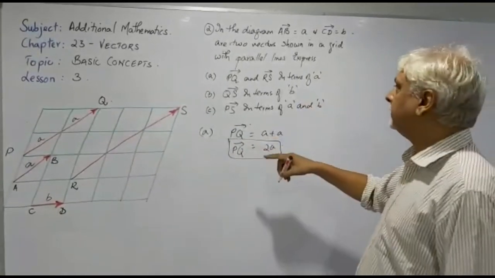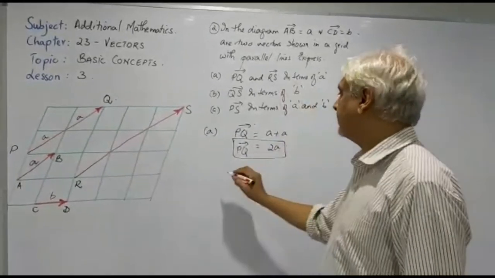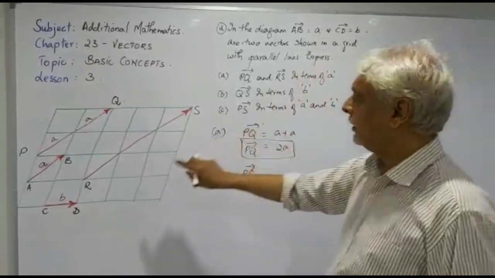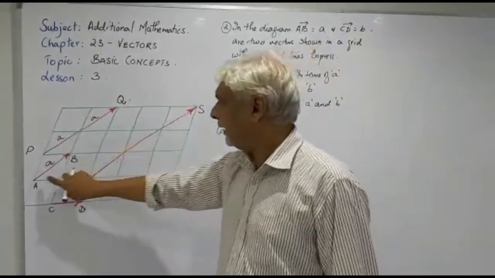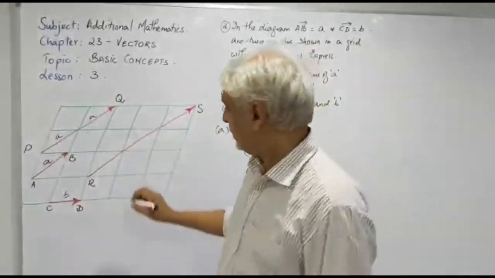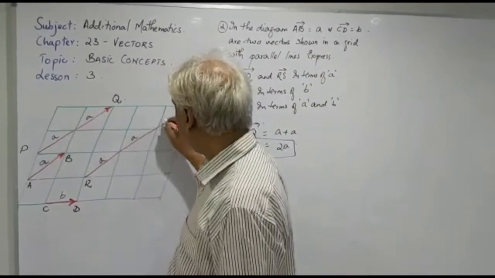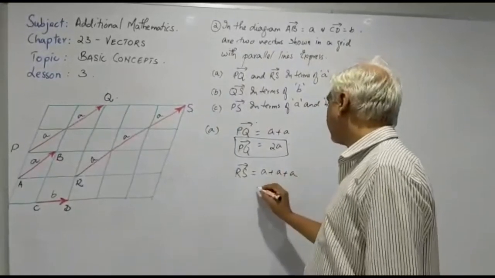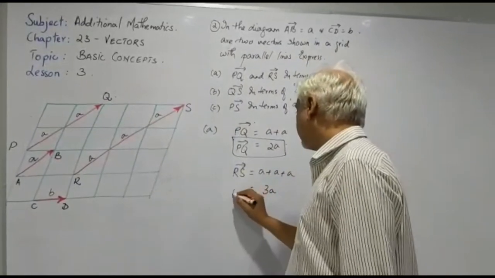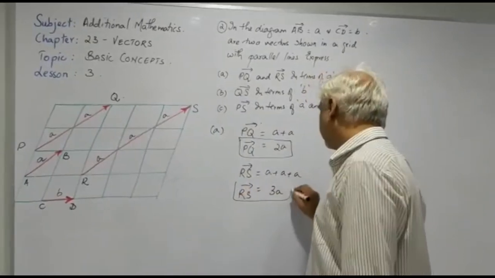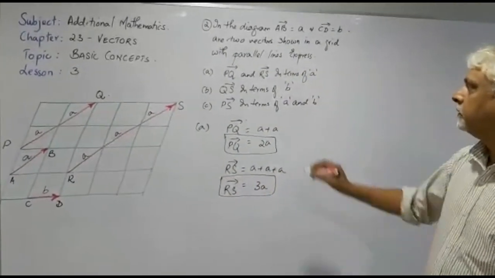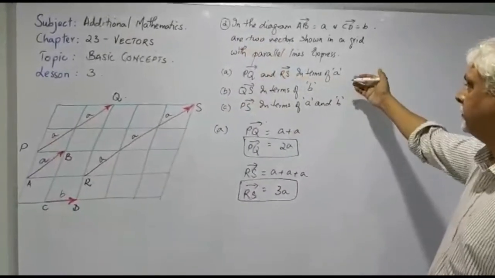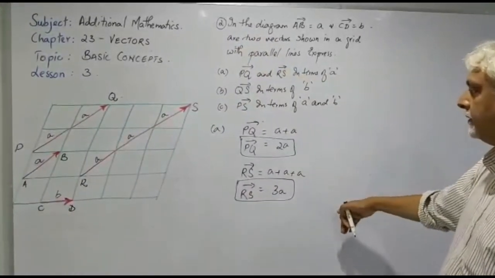Now the next term we need to find is RS. Okay, RS in terms of A. Now here we have RS. Again, this length diagonally is equals to A. So A plus A plus A, we have 3a. Okay, 3a. This is what RS is equals to. Clear? So we just solved the first part of the question number 2. A, what is PQ and RS in terms of A? So we got 2a and 3a as the answer.